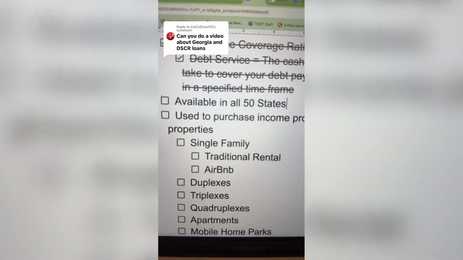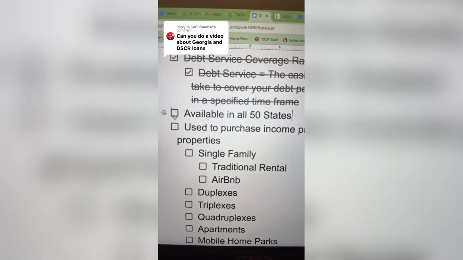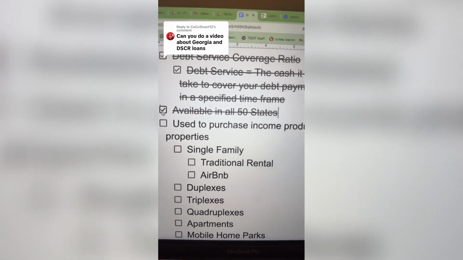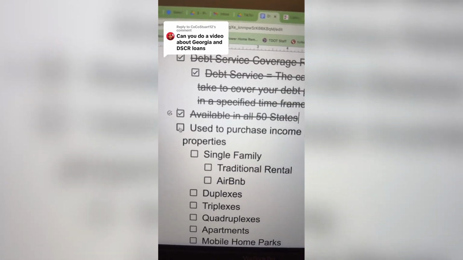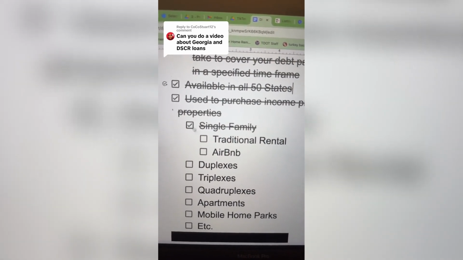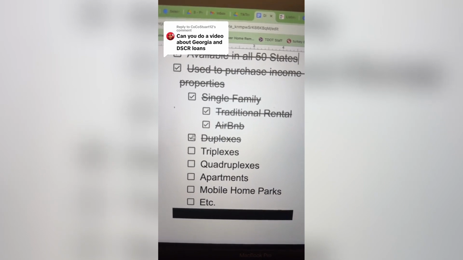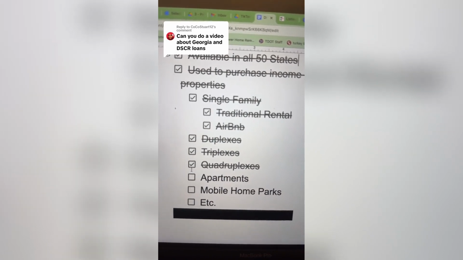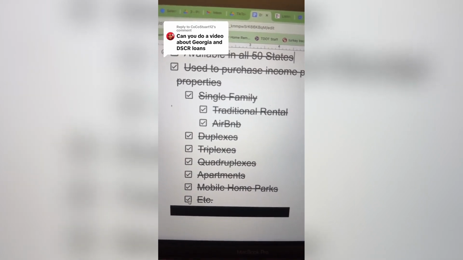And from what I was able to find, it's available in all 50 states, but not all banks offer this type of loan. And you use it to purchase income producing properties. And these can be a single family property, but they've got to be producing income. So like a rental property or an Airbnb. And then you've got duplexes, triplexes, quadruplexes, apartments, mobile home parks, etc. So long as the property is producing income.